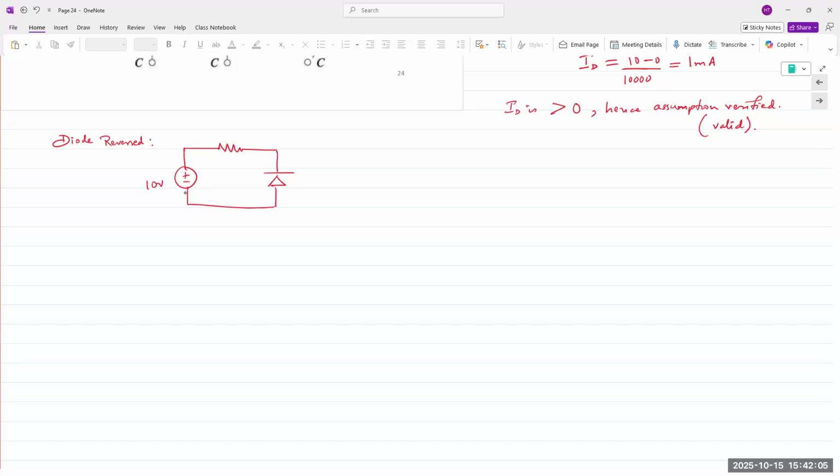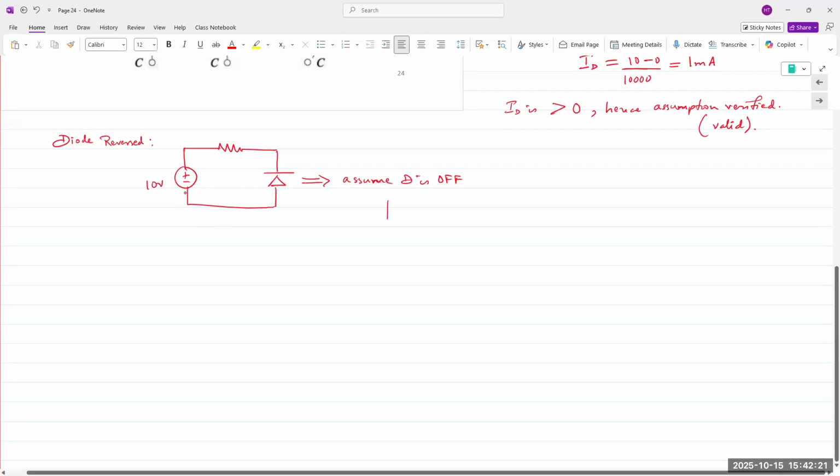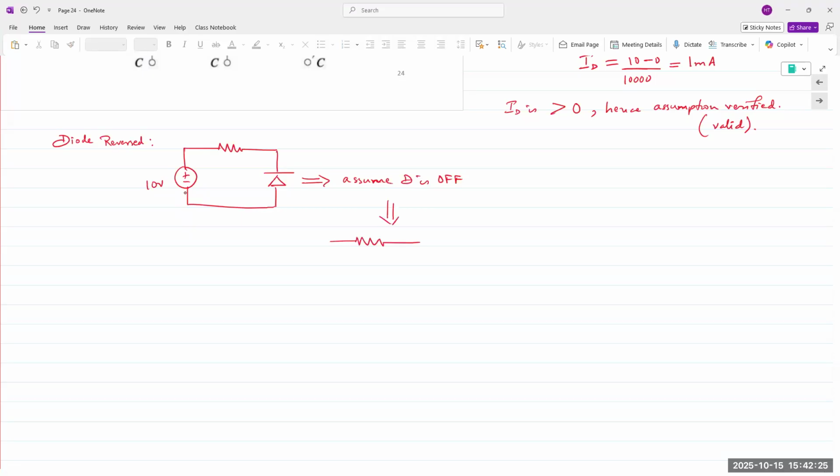What would you assume the diode state to be? Yeah, assume that diode is off. If it's off, actually not there, then my circuit looks like this.